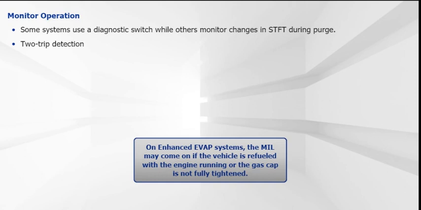Important: on vehicles with enhanced EVAP systems, the MIL may come on, EVAP monitor failure, if the vehicle is refueled with the engine running or the gas cap is not fully tightened. This is the most common cause of EVAP DTCs.